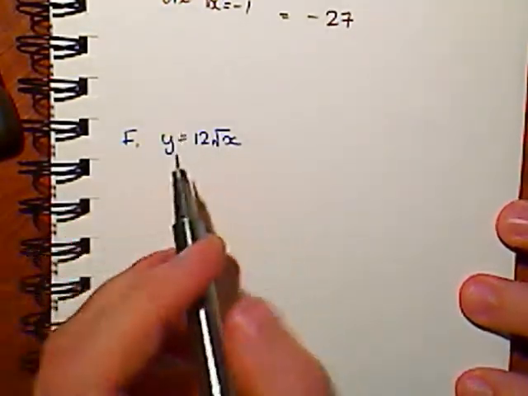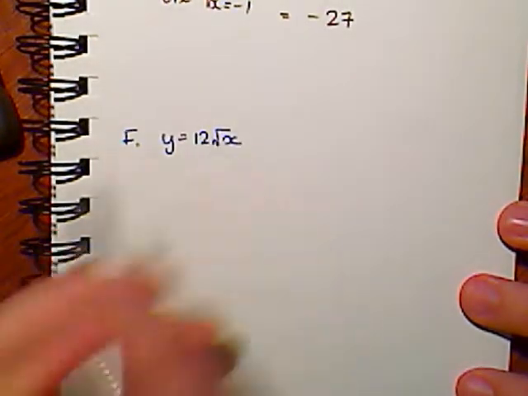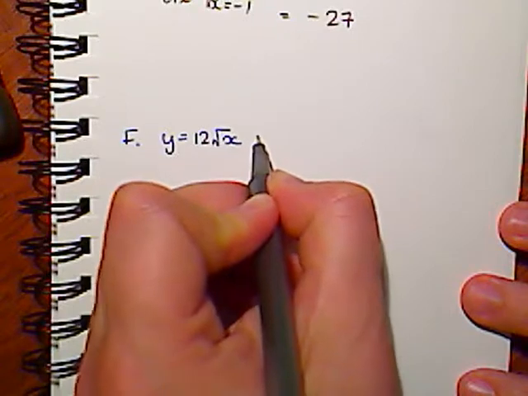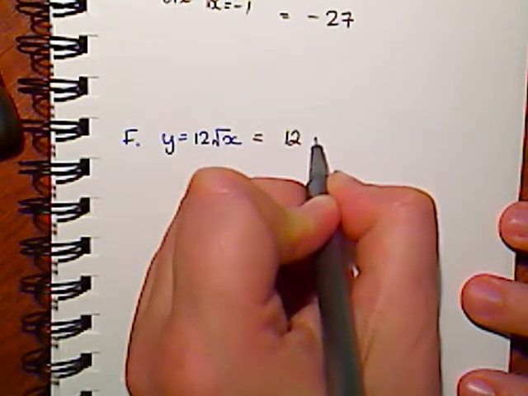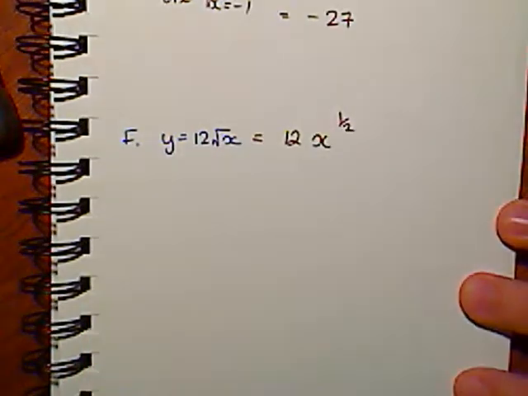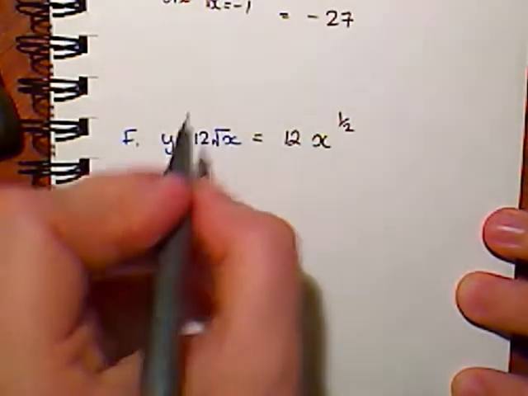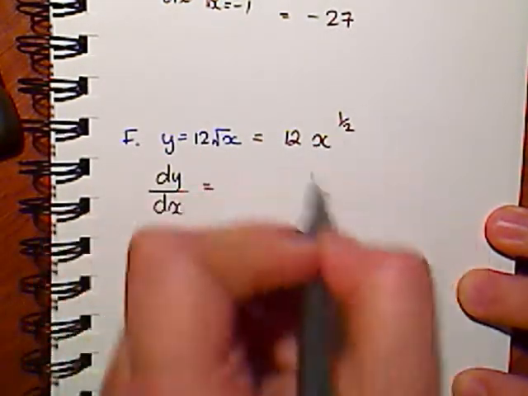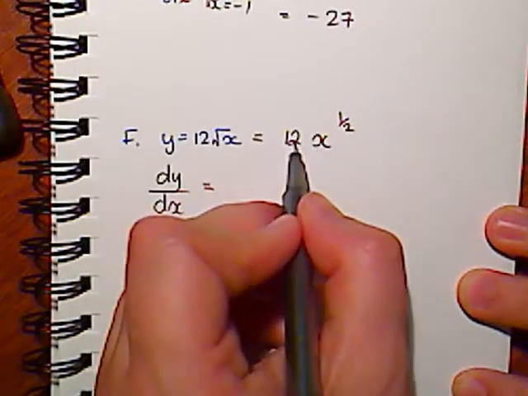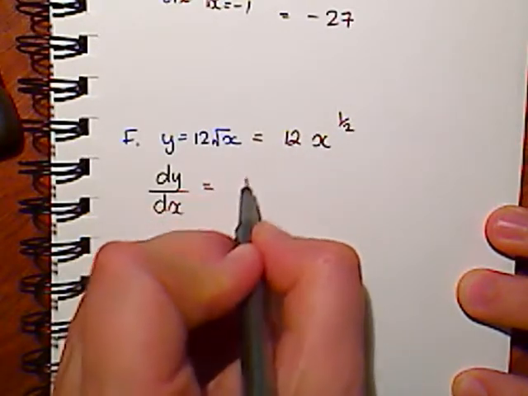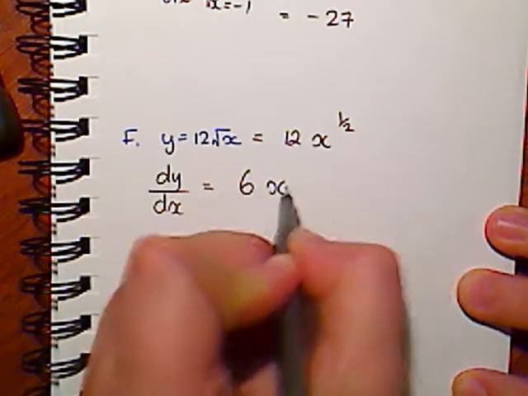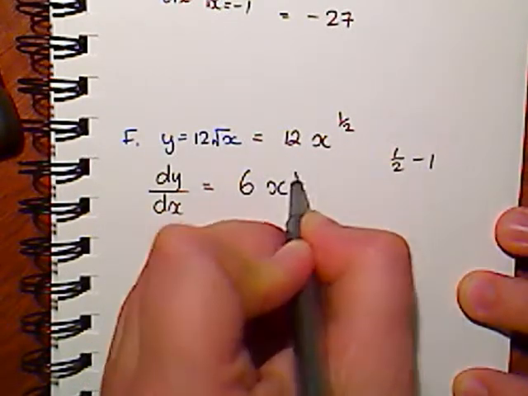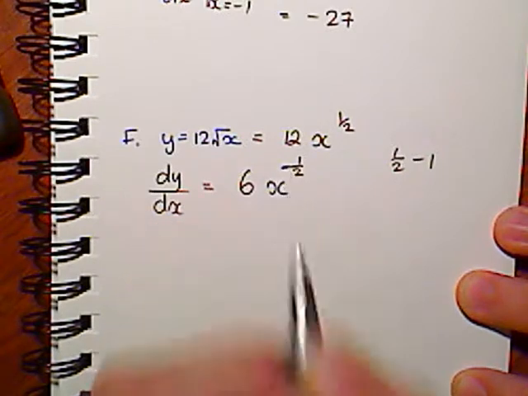Again, similar to the fraction question before, I need to turn this into an index. So the index form of a square root is a power of a half, so this is 12 x to the power of a half. Now I can find my derivative, dy/dx, using my power rule. Half out the front, so it's a half of 12, which is 6. x, 1 off the power, is a half minus 1, which is minus a half.